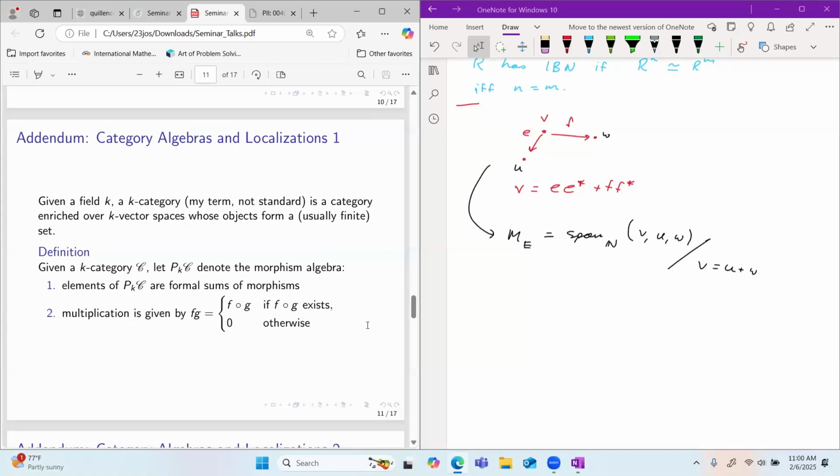So I want to talk a bit about category algebras and how you localize them. My aim here will be to show you how even this very different approach gets you Leavitt path algebras. So here we're going to have a field K, and we'll make up a word for it. We'll call it a K category. It's just a category enriched over vector spaces whose objects form a finite set. For our purposes, we'll say a finite set.